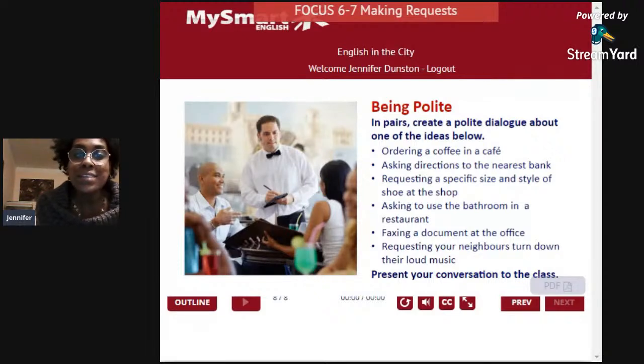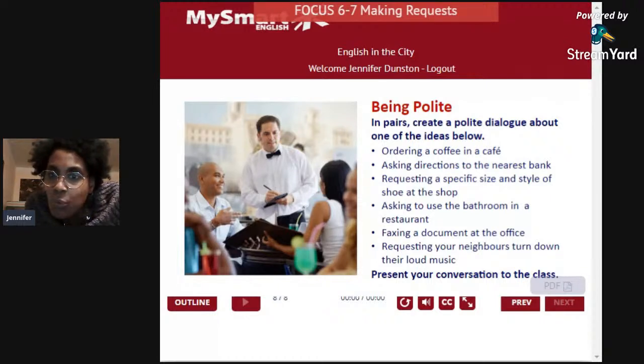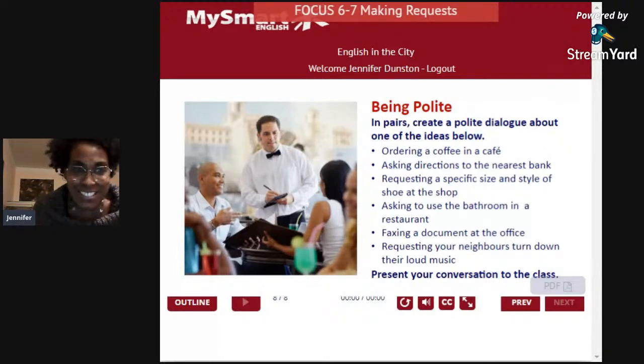Okay, so we need directions to the nearest bank. How do we make this request? This is our last request of the focus. Excuse me. Oh, wait a minute. Terrence says, where is the bathroom? I'm looking for the toilet 10 minutes. Terrence, you shouldn't look for the toilet for 10 minutes. Just ask. Don't look for the toilet after 10 minutes.